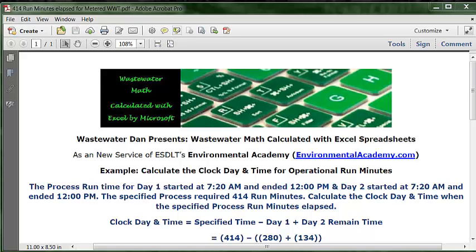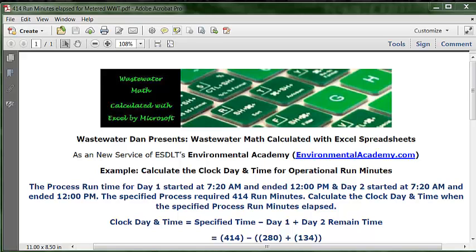The problem reads: the process runtime for day 1 started at 7:20 a.m. and ended at 12 p.m., and day 2 started at 7:20 a.m. and ended at 12:35 p.m. The specified process required 414 run minutes. So we need to calculate the clock, day, and time when the specified process run minutes elapsed.